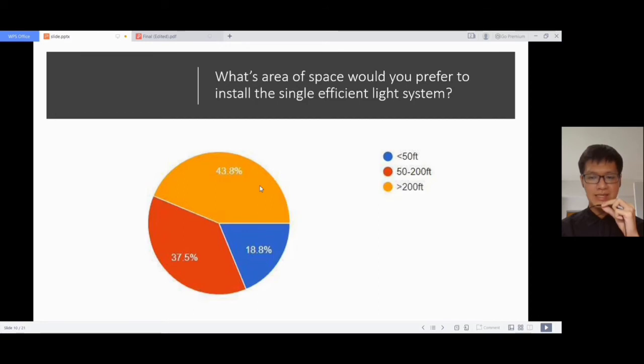And for the area of space, most of the participants prefer that our efficient light system be installed in spaces of more than 200 feet. The second is between 50 and 200 feet, and the least is less than 50 feet. This shows that our efficient light system is more suitable for a larger area of space.